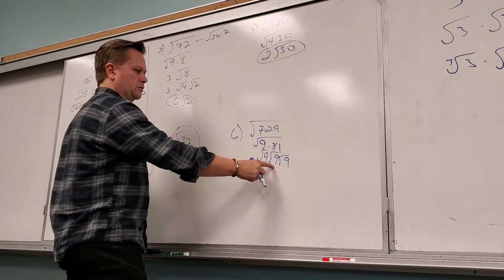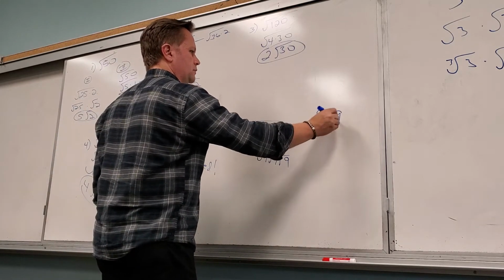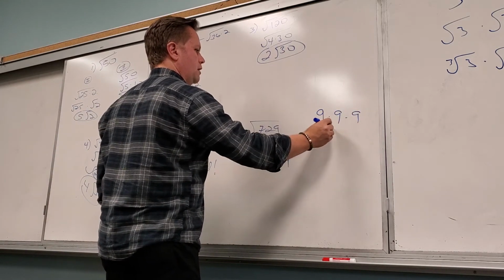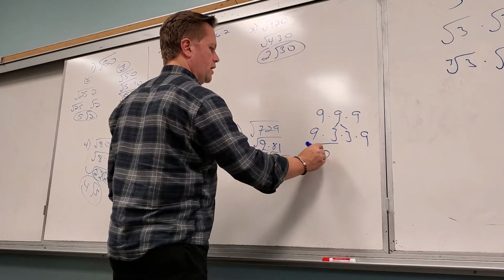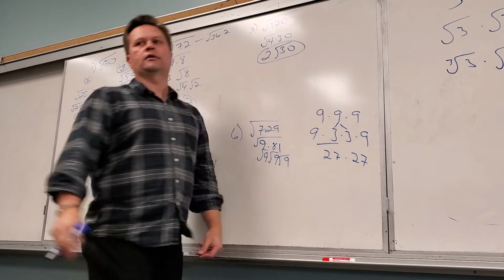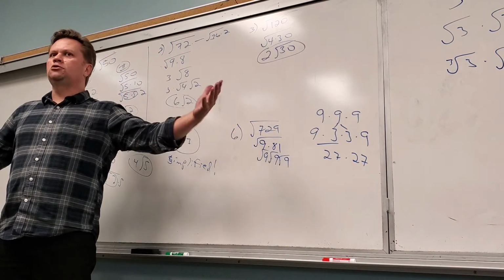It says 3 times 3 times 3, right? I want to show you something kind of funky. Take 9 times 9 times 9. 9 times 3 times 3. Is that cool? So 27 times 27. There. The square root of 729 is 27. Because it takes 2 27s to make it.